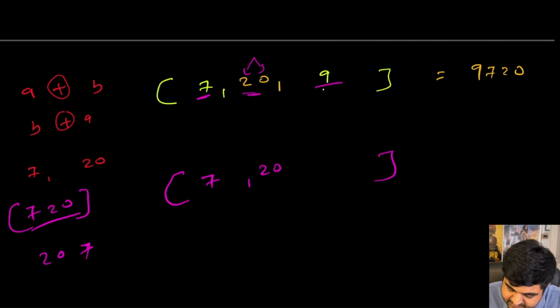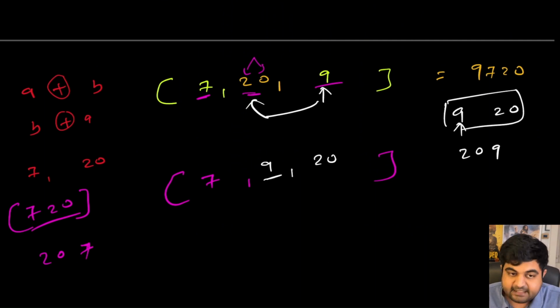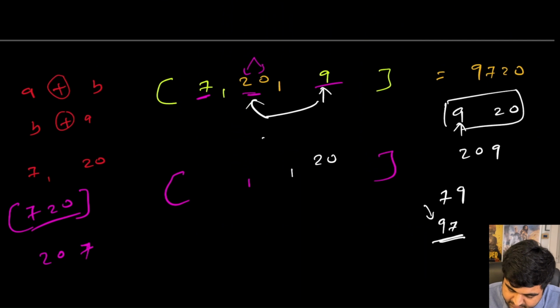Once again, let's compare 9 with 20. If we compare 9 and 20, one option is 920 and the second option is 209. Clearly 920 is greater, which means 9 has to come before 20. Let me make this adjustment. Currently 9 has to come before 20. But is 9 at the correct place? No, because we still have to check with 7. Once again, we are going to compare 79 and 97. Once again, 97 is greater, which means 9 has to come before 7. Let us also adjust the position of this 9. Now currently 9 is the very first element and 7 is the second element.